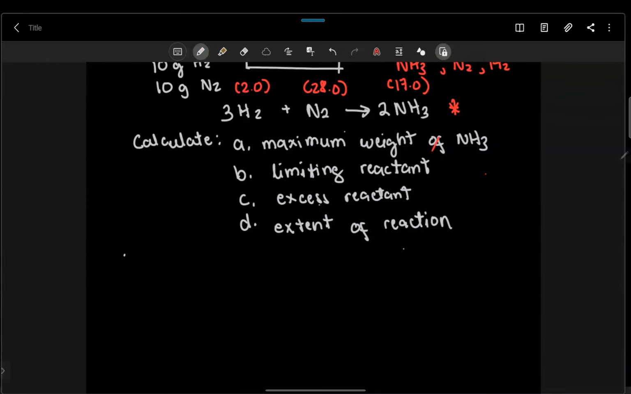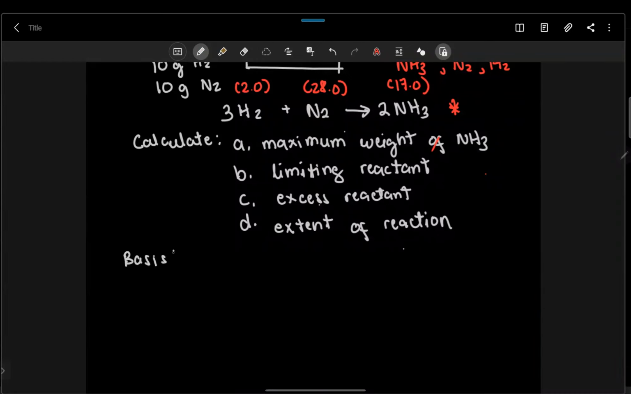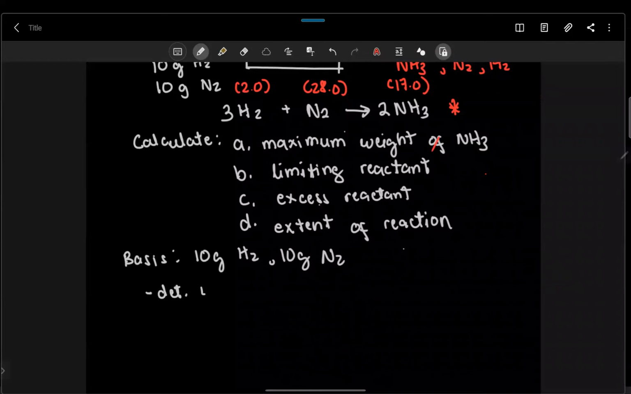So our basis is the given 10 grams of hydrogen and 10 grams of nitrogen. Okay, let's probably go first with the limiting reactant, meaning let's find which is the limiting reagent in our process. Determine the limiting reagent. So how do we know which is the limiting reagent? First, we need to convert the given masses or weights of our reactants. So for hydrogen, we have moles of hydrogen.